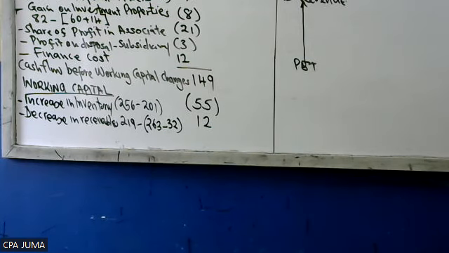Trade payables 55. Then they close with 24. So that's an increase, huh? 93.